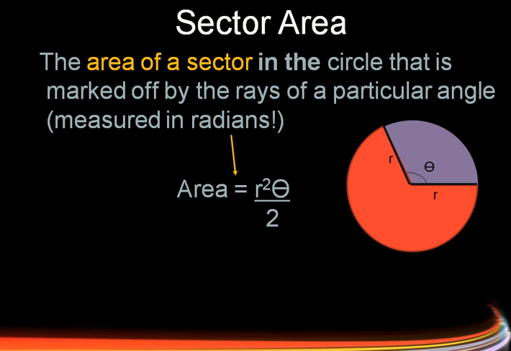Now we can also calculate the area of the sector that is formed, which is those two radii which are going to enclose an area, in this case the purple area, that is housed by the angle theta, and it's formed by the walls of the circumference of the circle. And we are going to use this equation, area is equal to radius squared times theta, measured in radians, divided by 2.